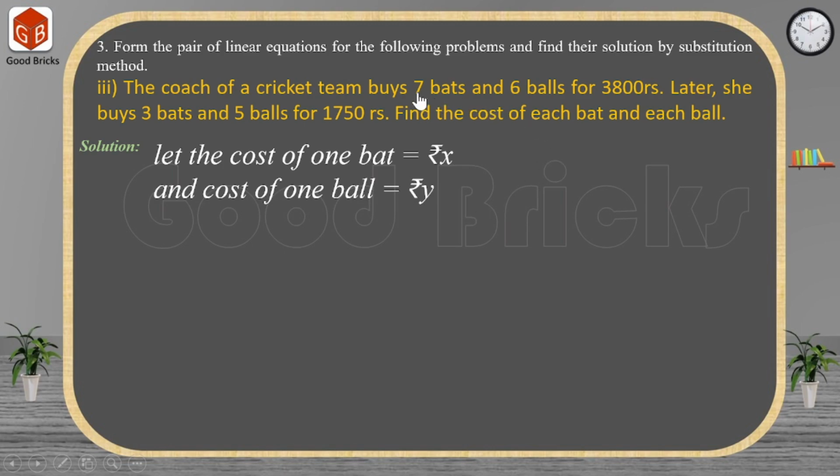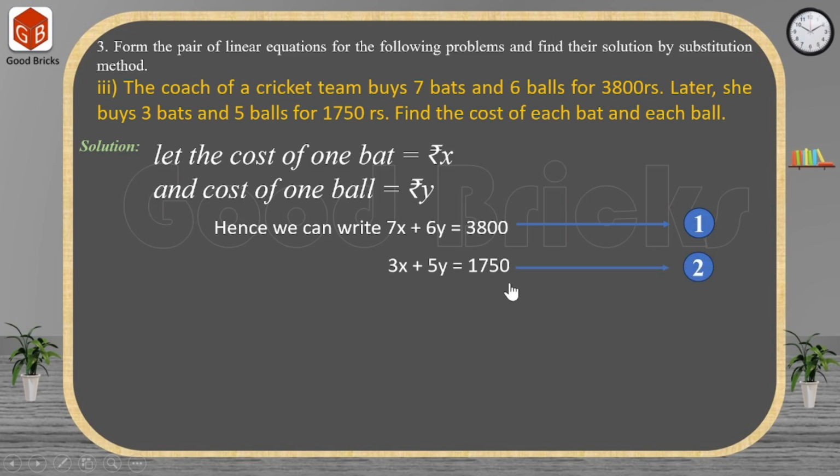So with the help of the given information we can write 7 bats is nothing but 7 into x plus 6 balls is nothing but 6 into y is equal to 3800 rupees. So that is our first equation, and 3 bats and 5 balls is nothing but 3x plus 5y is equal to 1750 rupees. So these are the two equations which we have formed with the help of the given information.